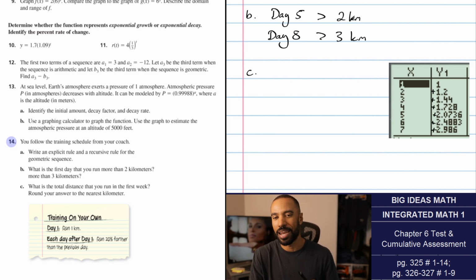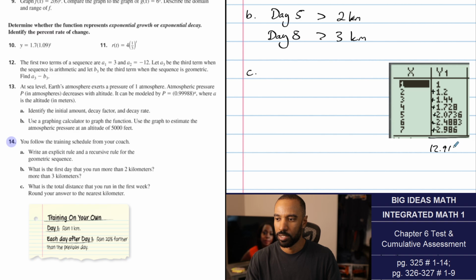So I have 12.9159, which is also about 13 kilometers total after week 1.